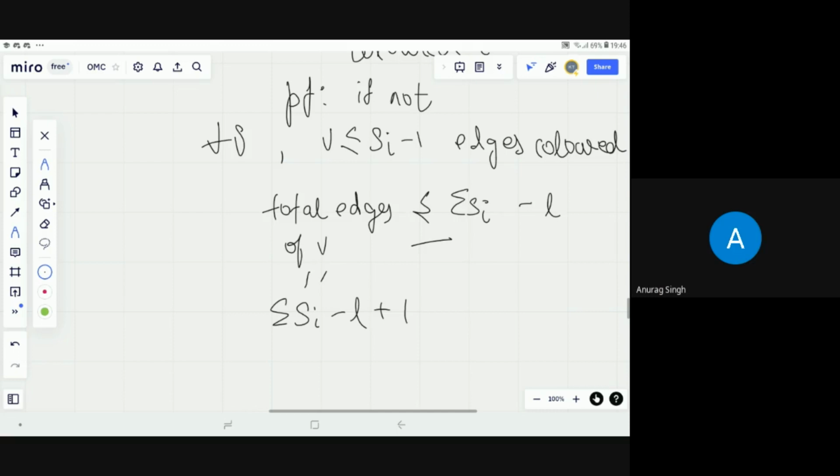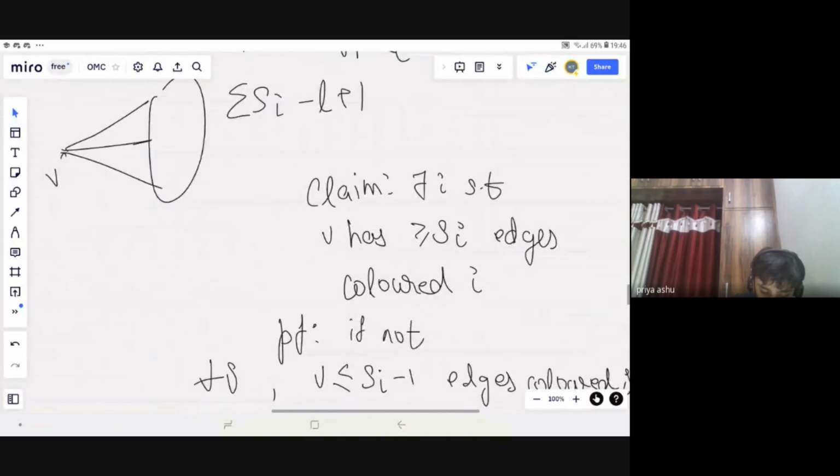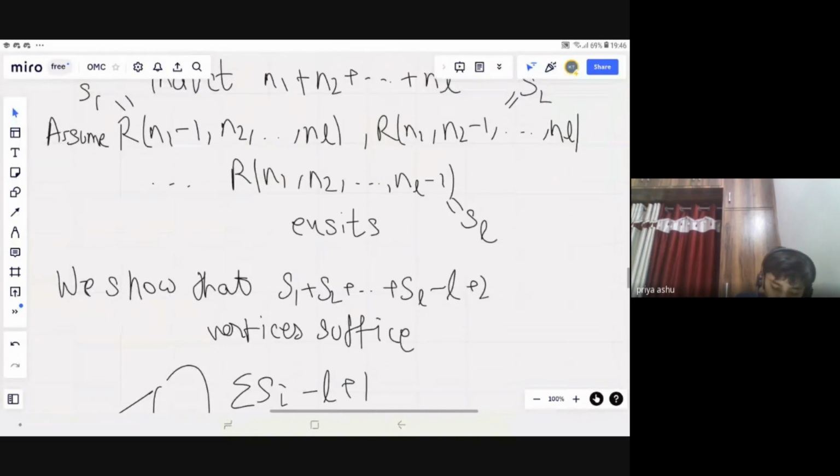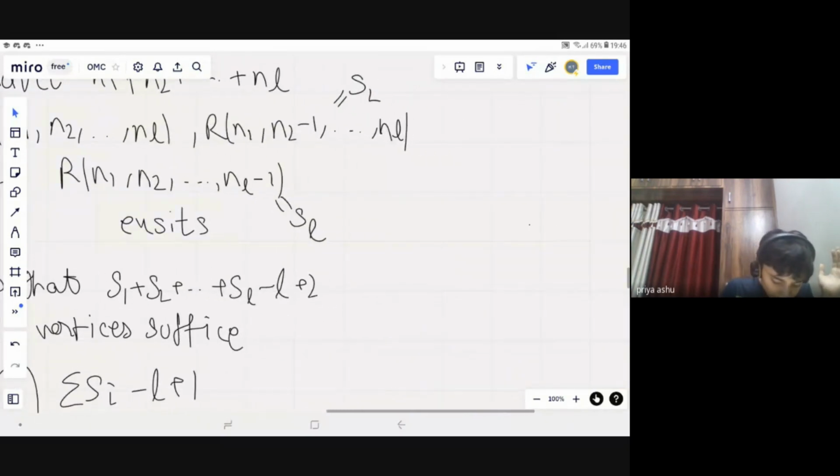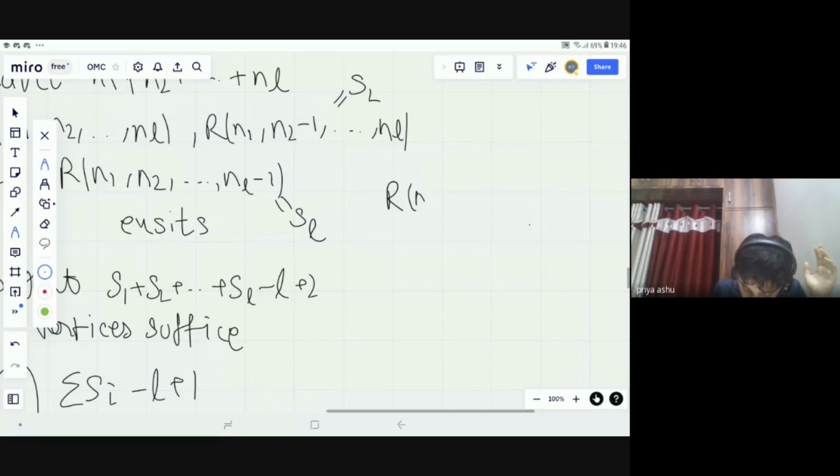Can you repeat again? Sure. First we assume that all these numbers R of n1 minus 1, n2 and so on till nl exist, and R of n1, n2 minus 1 and so on till nl exist. You're getting the pattern. We call the first number S1; a general number we want to exist is n1 and so on till ni minus 1 and so on till nl. We call this SI, and we are assuming that this exists.